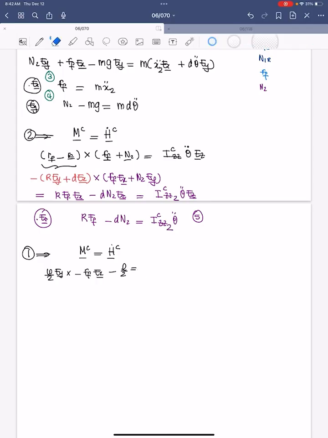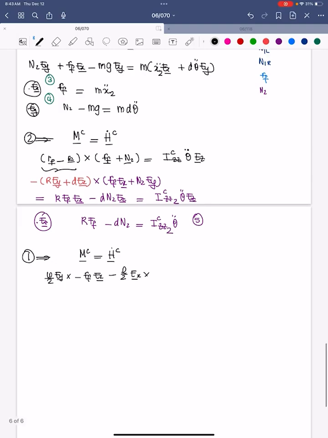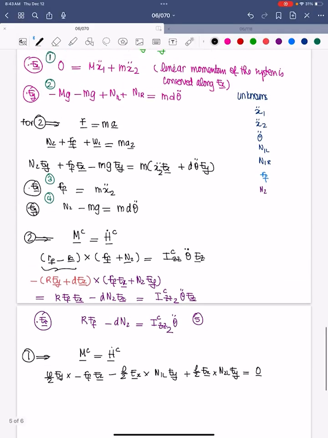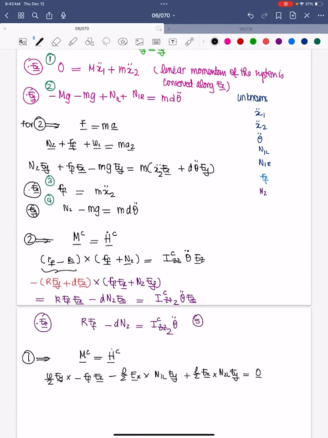EX cross N1 LEY plus L over 2 EX cross N2 LEY is equal to, well, 0, because the cart is not rotating. So that's technically our sixth equation, but we do not know these distances L and W, so I'm thinking we will not end up needing this.